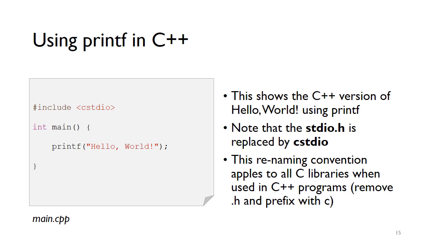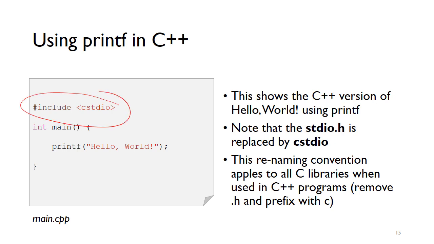again, this will be a C++ main file. So we've got main.cpp. Instead of using iostream, remember in C, the version we used was stdio. This allowed us to use printf. But the C++ version of that library is called cstdio. It's exactly the same, they just have a different naming convention. And this convention applies to all C libraries when we're using them in C++. We just get rid of the .h and put c in front of it. That's how you translate between the different file names.